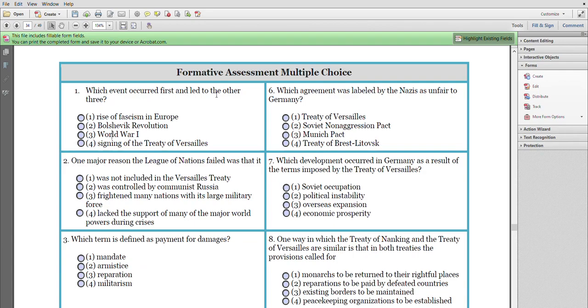Number 1, which event occurred first and led to the other 3? Was it the rise of fascism in Europe? Was it the Bolshevik Revolution? Was it World War I? Was it signing of the Treaty of Versailles?